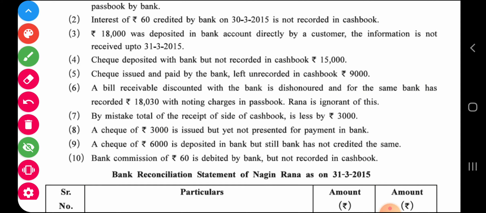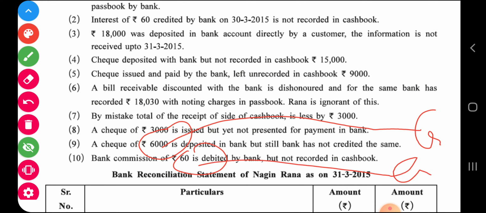Number 9, a check of 6,000 is deposited in bank but still bank has not credited the same. It's clearly given that bank has not credited the same, that means we have to credit it. As the check is deposited, the 6,000 debit થયા હશે, but in passbook it is not credited, so we have to credit it. Okay, and last one, bank commission of 60 debited by bank, not recorded in cash book. So bank commission bank has debited, okay, so we have to credit it, but as it is not recorded in cash book, તો આ 60 rupees જે છે એ આપણે credit કરવા પડે.